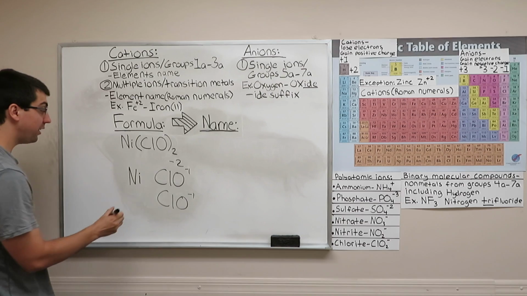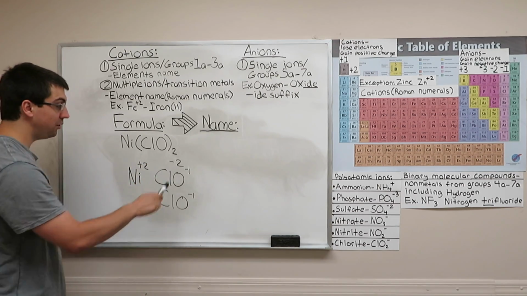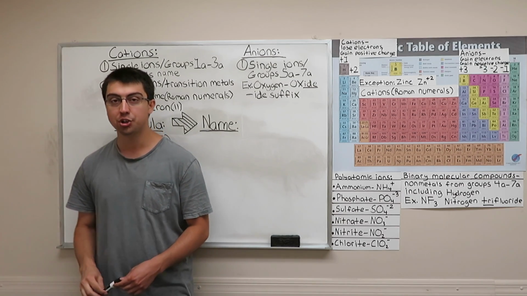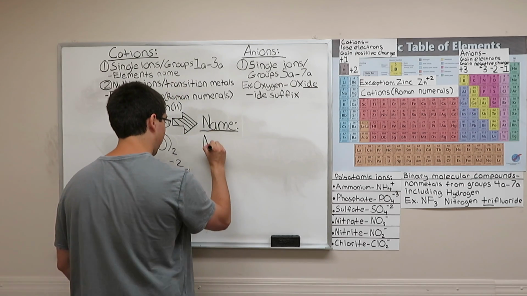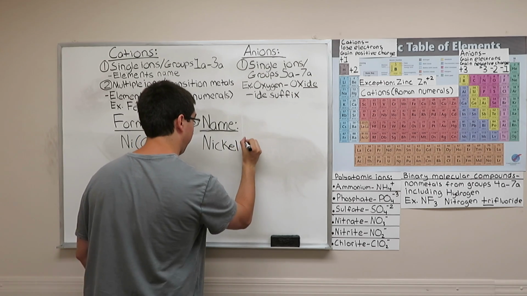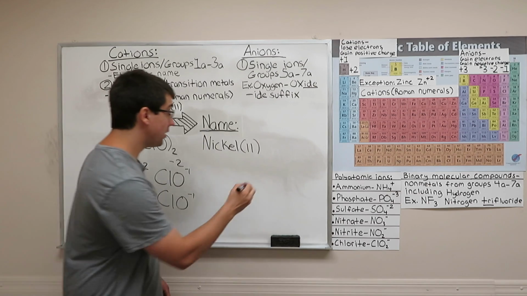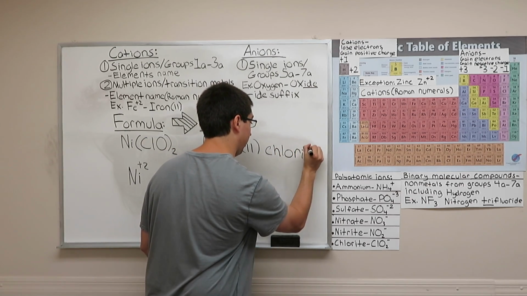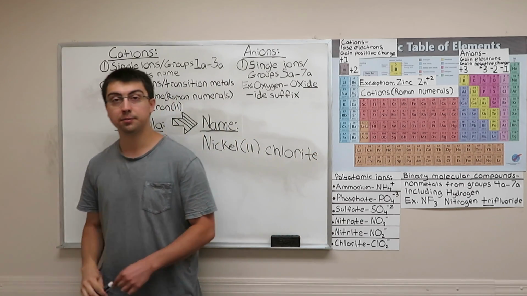We want these to balance out. If this nickel atom had a +2, the +2 and -2 charges, they would balance each other out. And since nickel has a +2 charge, that means we have nickel 2. And then ClO stands for chloride. So we have nickel 2 chloride.